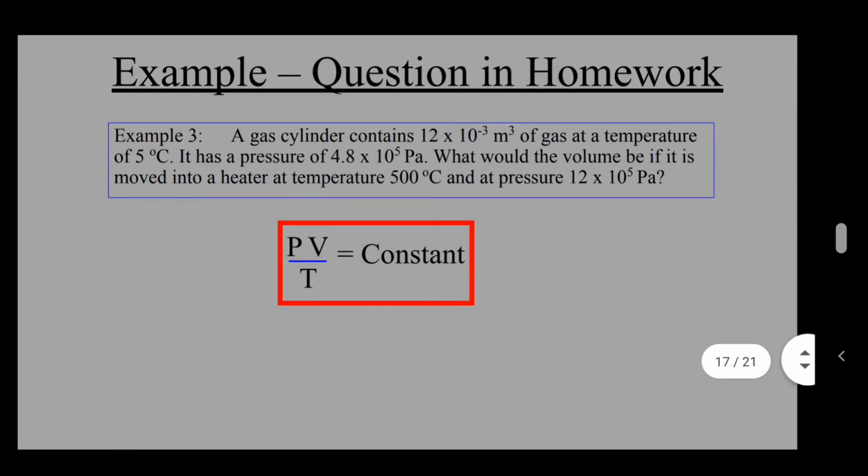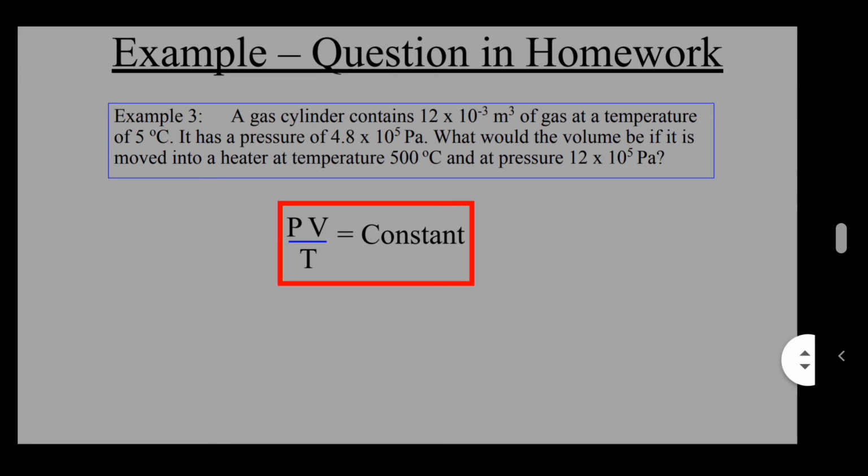Right, as I have said before, this is an example of what one of the questions will be in the homework. I am not doing it because I want you to try it yourself in the assignment. This one, for example, says a gas cylinder contains 12 times 10 to the negative 3 meters cubed of gas at a temperature of 5 degrees Celsius. It has a pressure of 4.8 times 10 to the 5 pascals. What would the volume be if it was moved to a heater at temperature 500 degrees Celsius and at a pressure of 12 times 10 to the 5 pascals?